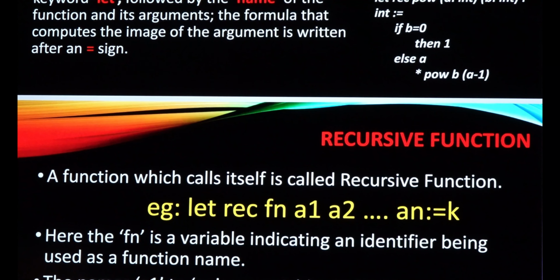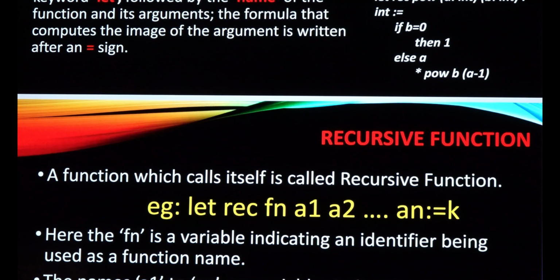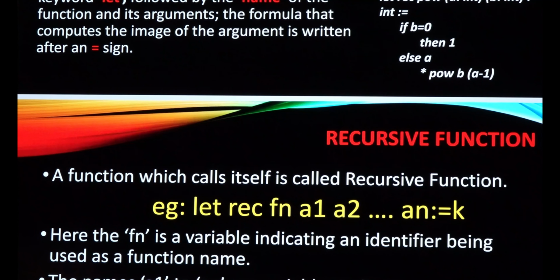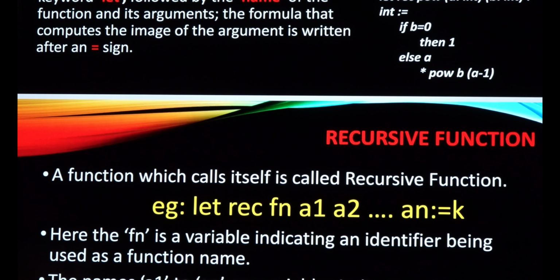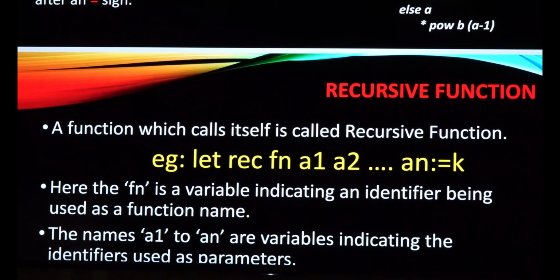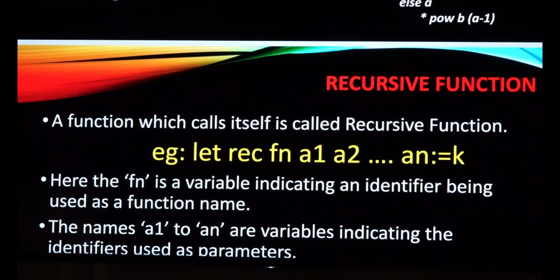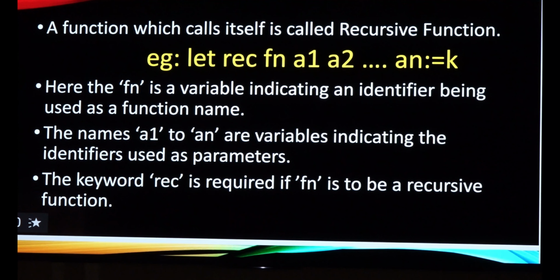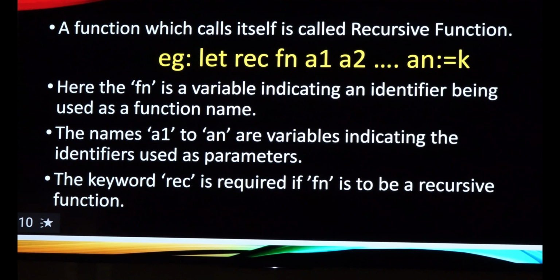Example: let rec fn a1, a2 ... = ... Here fn is a variable indicating an identifier being used as a function name. Here the names a1 to an are variables indicating the identifiers used as parameters. Now the keyword rec, in single quotes, is required if fn, in single quotes, is to be a recursive function.